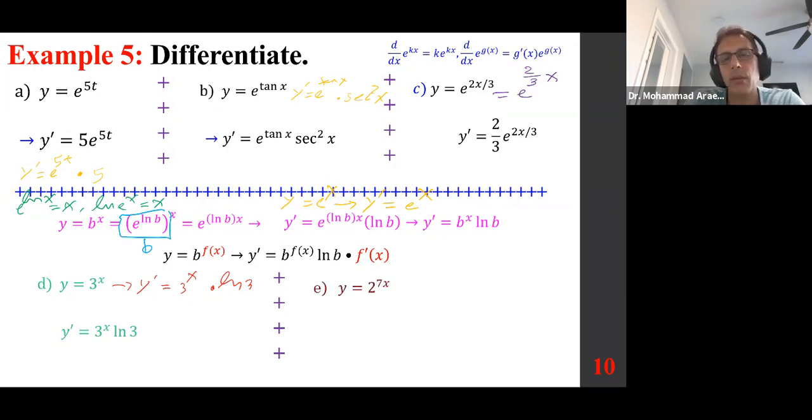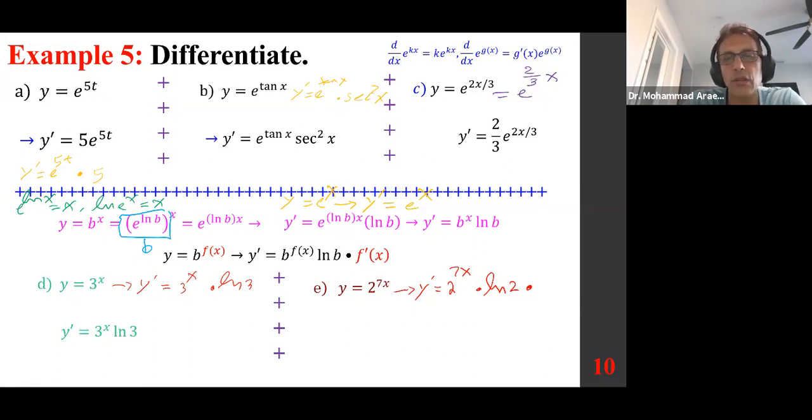Now, how about this one? We do exactly the same thing, step by step. First, we say it's an exponential function. The answer is 2 to the power of 7x. Is the base e? No, the base is different, so we need the ln of the base. Is the exponent x? No, it's a function of x.